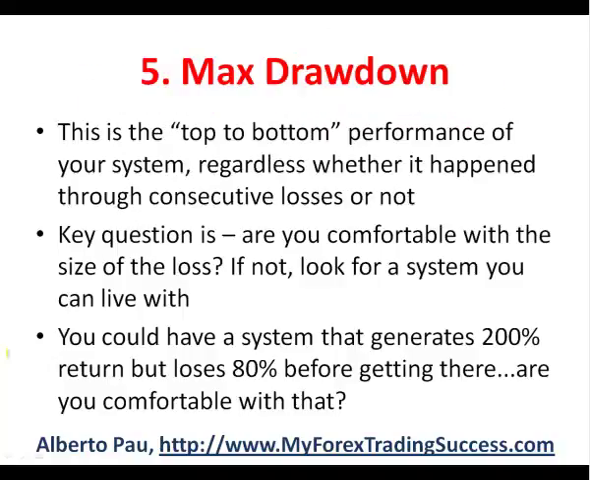Number 5 is the maximum drawdown. This is effectively the top to bottom performance or loss of your system, regardless of whether it happened through a series of consecutive losses or not. The key question here is, are you comfortable with the size of the loss? If not, then you should look for a system that you can live with.